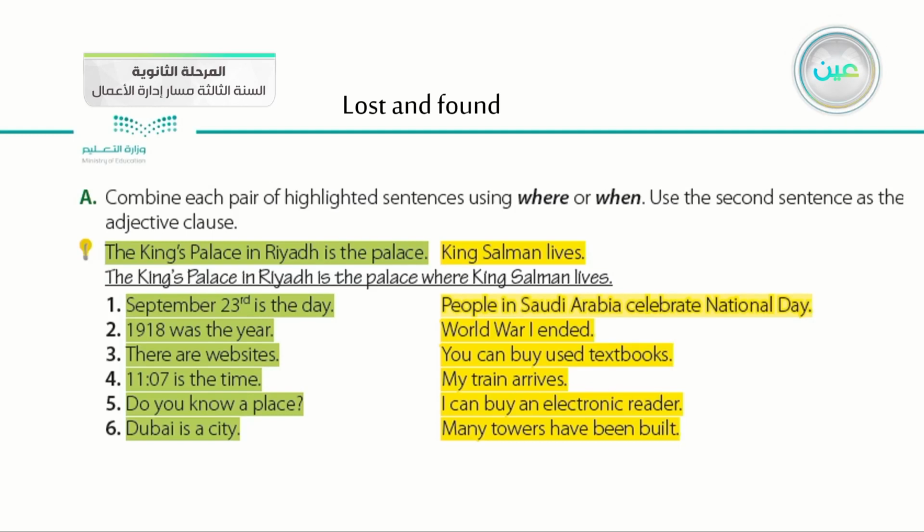As you hear, we have one done for you: the King's Palace in Riyadh is the palace. And here we have King Salman lives. Let's see how we can combine these two sentences together. The King's Palace in Riyadh is the palace where King Salman lives. Let's go over the rest of this exercise together. And I'd like you to think about each sentence and do them together.